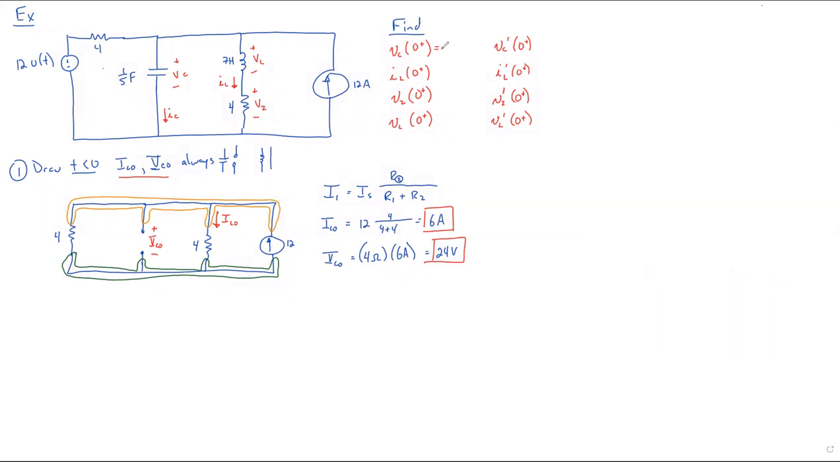Now, although we found 6 amps and 24 volts for time less than 0, for IL and VC specifically, those are the only 2 variables that can't change instantaneously. So if we know it's 6 amps and 24 volts for time less than 0, we also know that for time 0 plus, it can't change instantaneously. So this will also have to be 24 volts and 6 amps. Only true for VC and IL. Any other characteristic can change instantaneously.